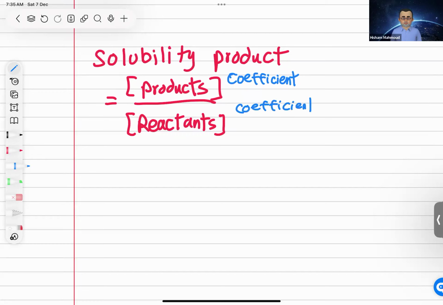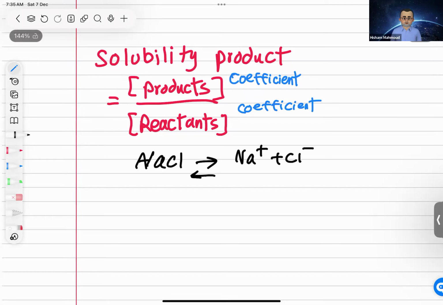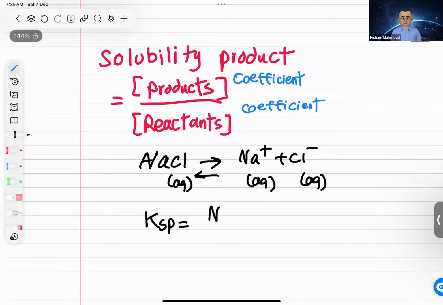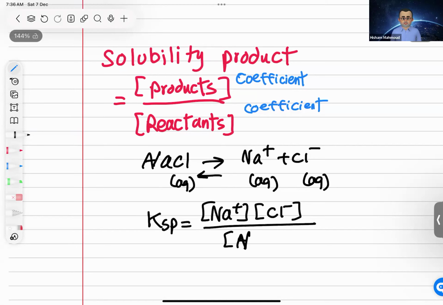So if you have a general equation in which, for example, sodium chloride is dissolved into Na plus and Cl minus, this is aqueous, and this is aqueous. This means that the Ksp, which is the constant for solubility or solubility product, is equal to the Na plus concentration multiplied by the Cl minus concentration divided by the NaCl concentration. Since every one of them has a coefficient of 1, they are all powered to 1.